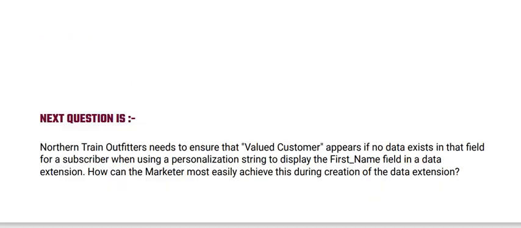Next question is, Northern Trail Outfitters needs to ensure that "valued customer" appears if no data exists in that field for a subscriber when using a personalization string to display the first name field in a data extension. How can the marketer most easily achieve this during creation of the data extension?